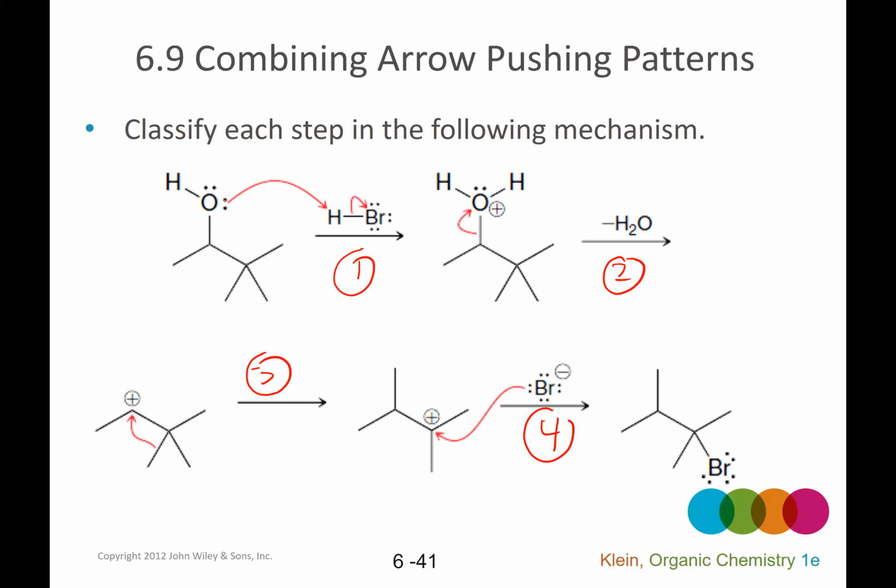So we have a lone pair, and the arrow shows it's forming a bond to a hydrogen. And then this arrow shows the HBr bond breaks. So the OH is picking up a hydrogen, see? So we're transferring a hydrogen. This is a proton transfer.